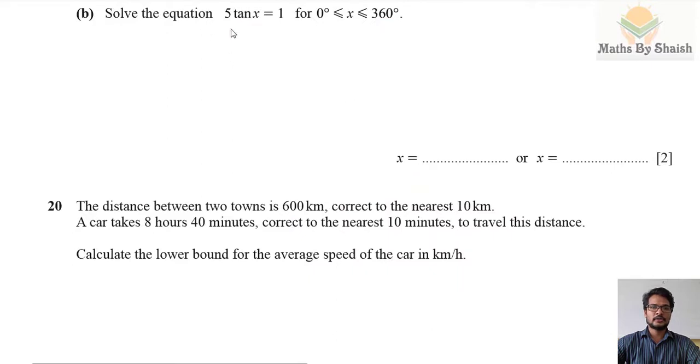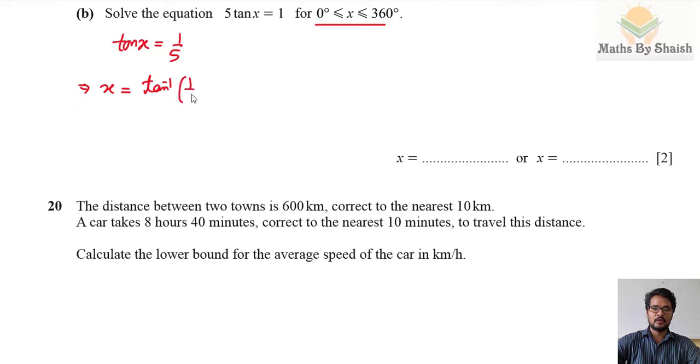Part B is: solve the equation 5 tan x equals 1 between 0 and 360. It is an equation, so first of all we'll solve for tan x as 1 by 5, and from here we know how to find x, the angle. It is going to be tangent inverse of 1 by 5, and we will calculate tangent inverse from the calculator. 1 by 5, and this value is coming 11.309, and also it is 11.3 degrees.